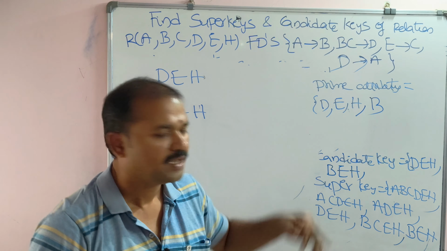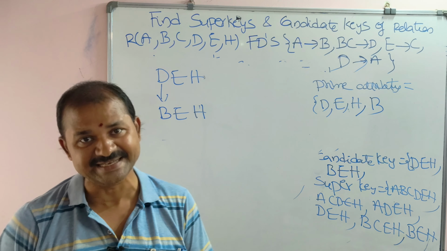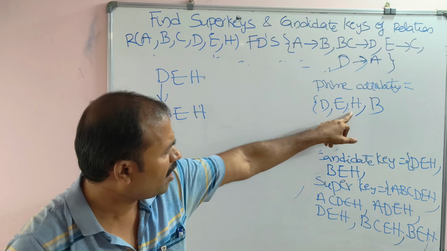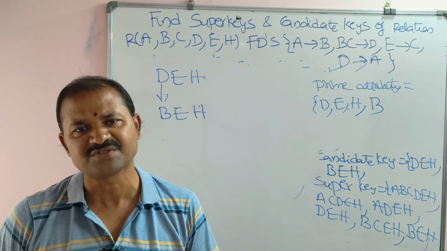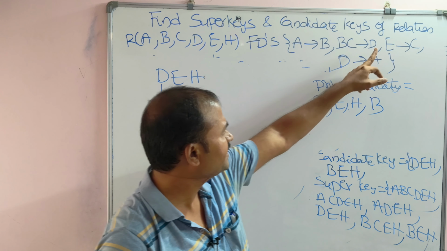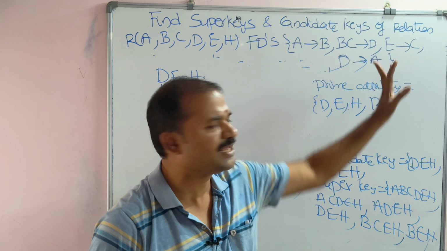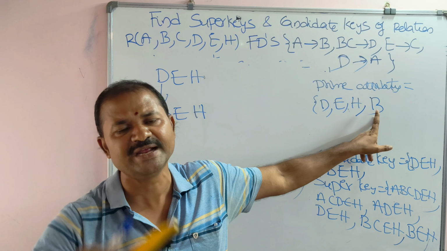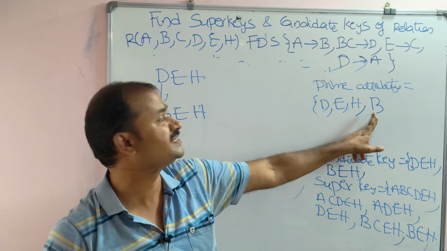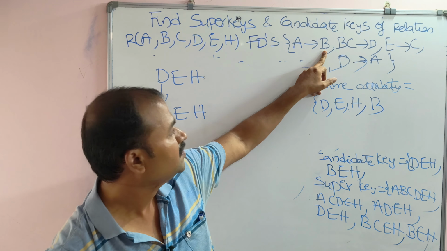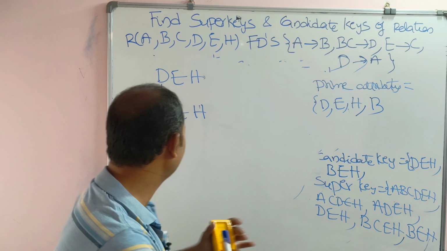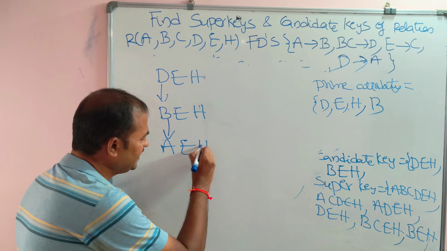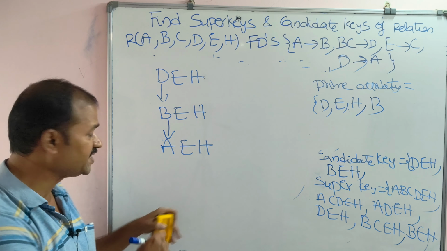Now let us find other candidate keys. So let's check whether EH are available at the right hand side of the functional dependency or not. There is no EH at the right hand side. Now let's check whether B is available at the right hand side. Here we have B, so we can replace this B by A. So AEH. Now it will become the super key.